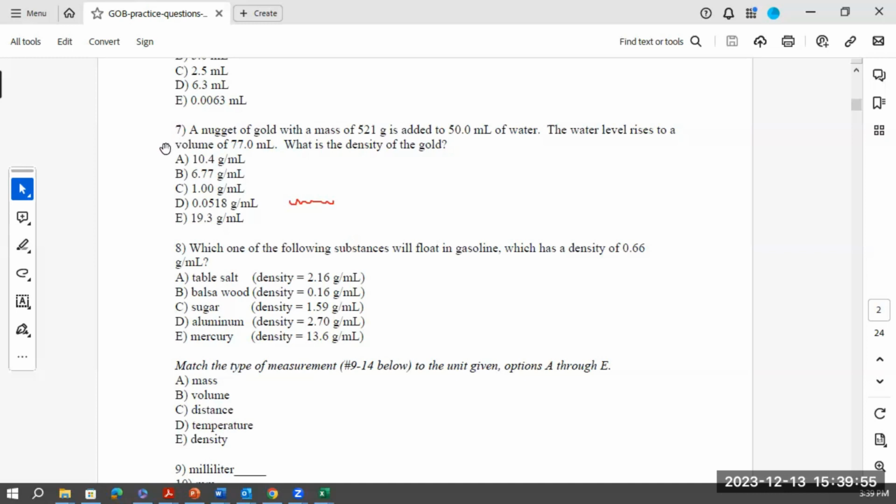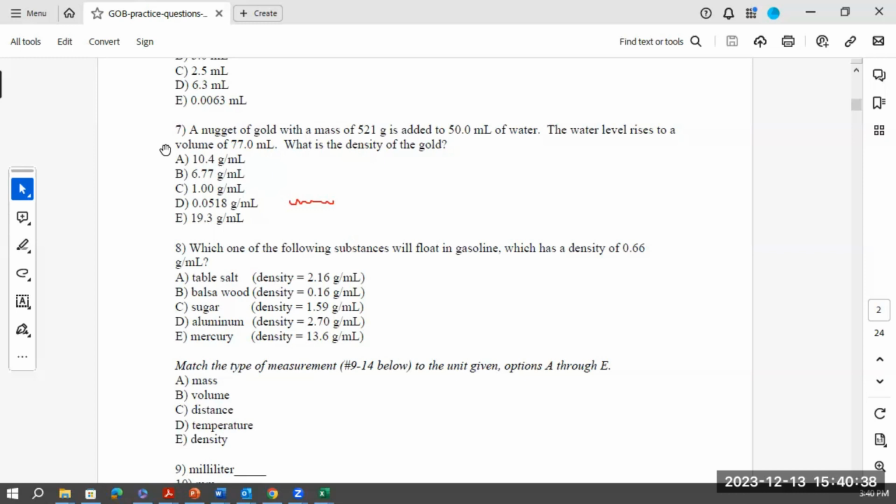Now, this is the important part. The water level rises to a volume of 77.0 milliliters. What is the density of gold? What is the hint there? What are you trying to get at by the water rising? The weight? It's the difference of volume. It's not the weight because they gave us the weight, right? We know that grams is weight or mass.